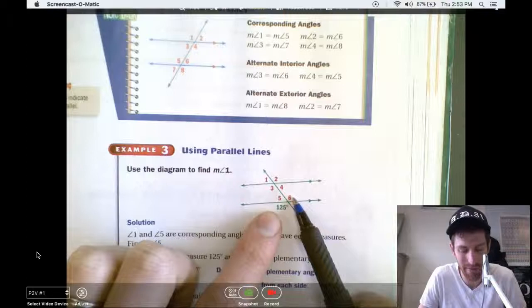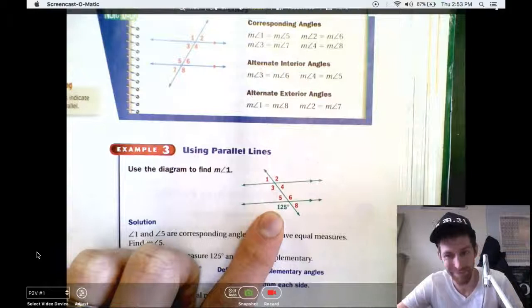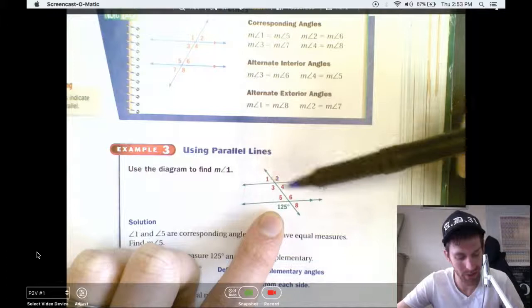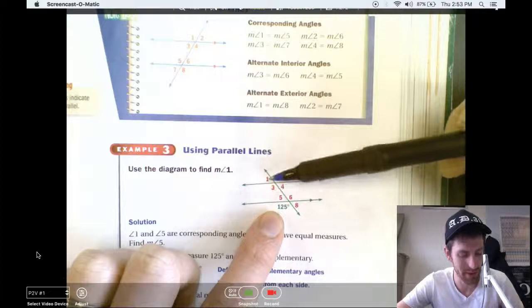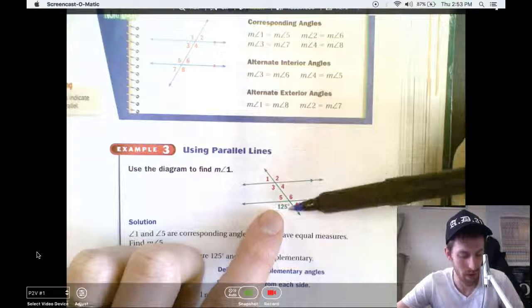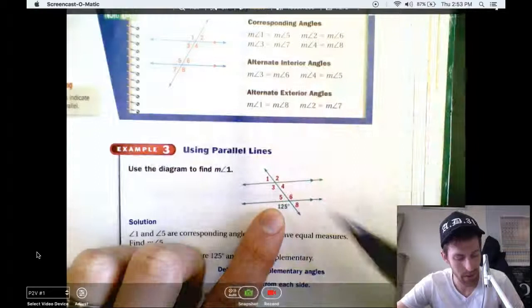Are 1 and 6 corresponding? No, they're not. 1 and 5 are corresponding. Are 1 and 6 alternate interior angles? No, because 1 is outside the lines. 1 and 6, they don't correspond with each other at all. Okay. Is 125 the same as 1? No. So how about we do this?